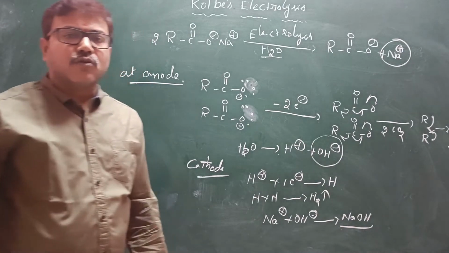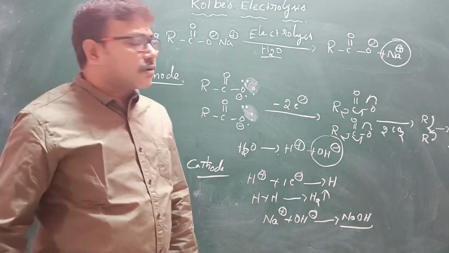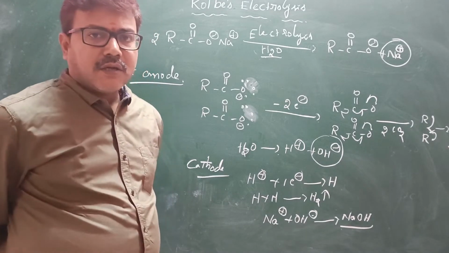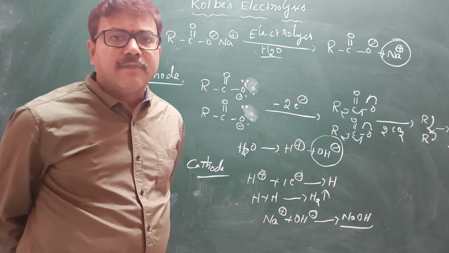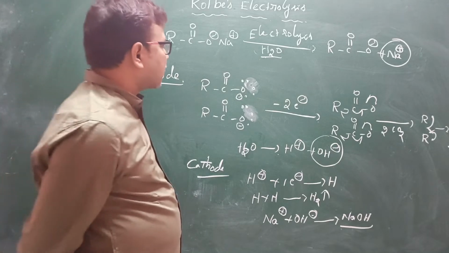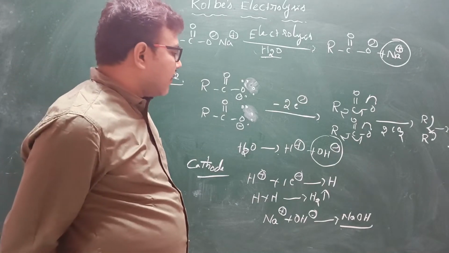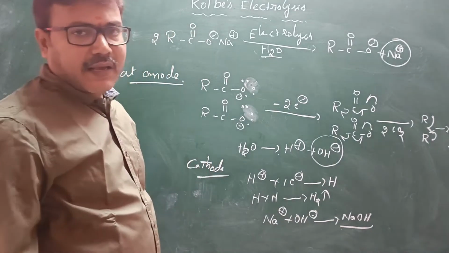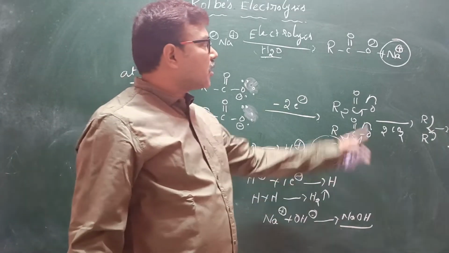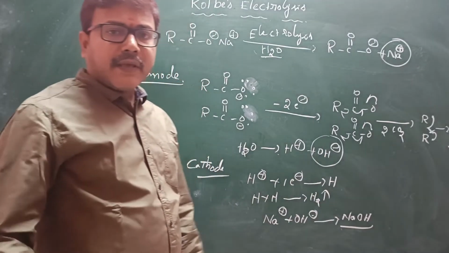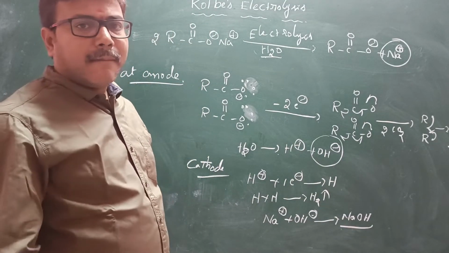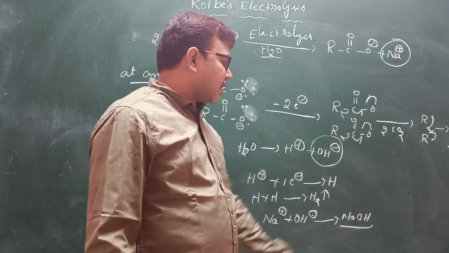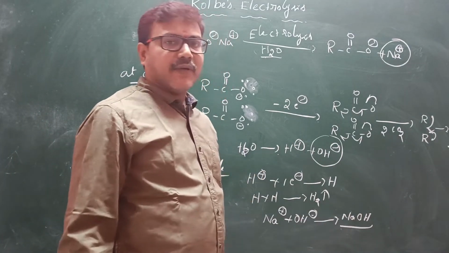So it is an important question. In Kolbe's electrolysis, after completion of the reaction, what is the pH? Is it equal to 7, greater than 7, less than 7, or not predictable? It is greater than 7, because after completion of the reaction the solution has basic character. It contains NaOH or KOH. NaOH or KOH is basic, so the pH value is greater than 7.